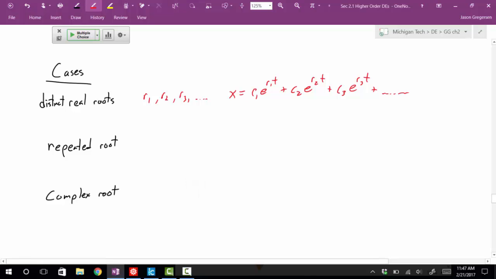What if my roots are r, and then r, and then r? For example, what if my roots were 2 and then 2? Well, let's just throw those values in there: c1 e to the 2t plus c2 e to the 2t. What's the problem? Why can't I just do that?